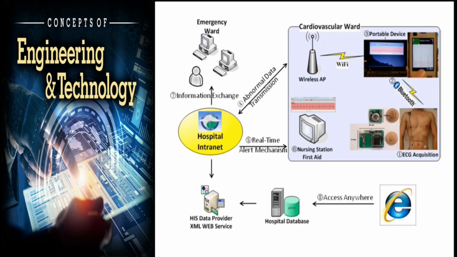You can see the information. This example is given for cardiovascular. Here the ECG acquisition takes place. When the ECG signals are being acquired, they can be connected with that. In the cardiovascular ward, we have the nursing stations, first aid and others. The signals and medical information will be transferred through the portable device and through the Wi-Fi systems.